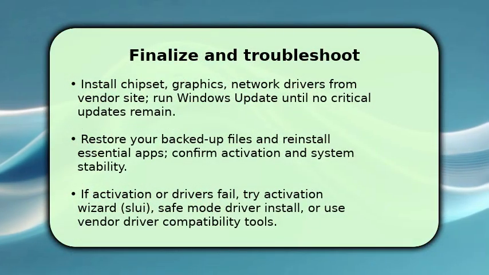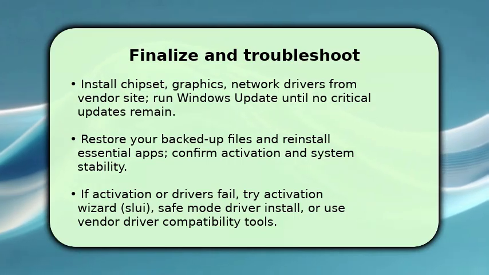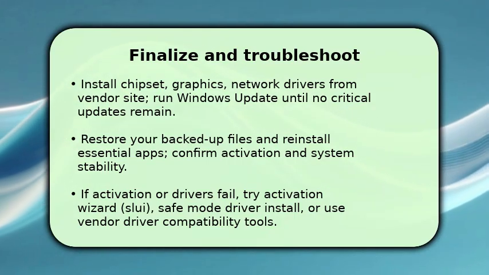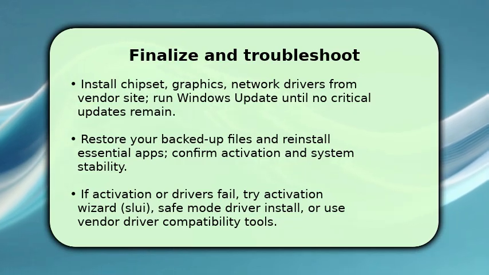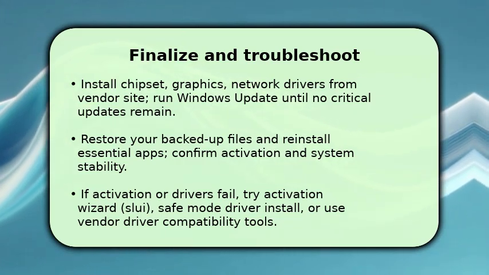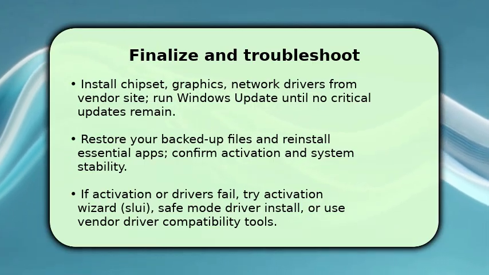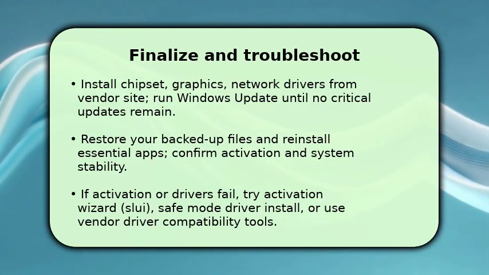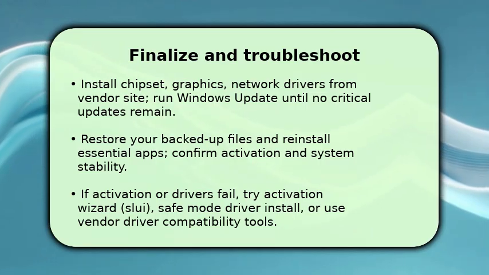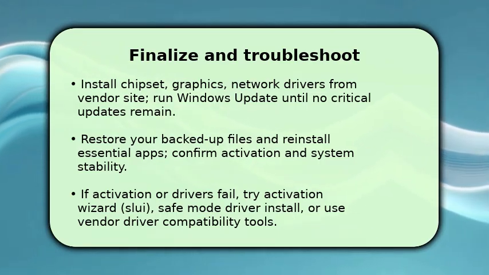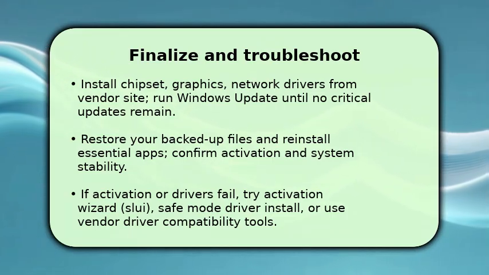You finish by installing hardware drivers starting with chipset, storage, and network adapters, followed by graphics. Use vendor downloads for best compatibility. Once done, run Windows Update repeatedly until the system reports no pending updates, then restore your backed up files and reinstall apps. Make sure Windows shows as activated. If not, run the activation wizard and enter your key again.